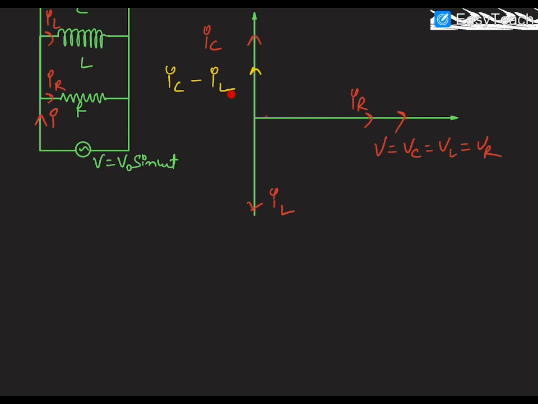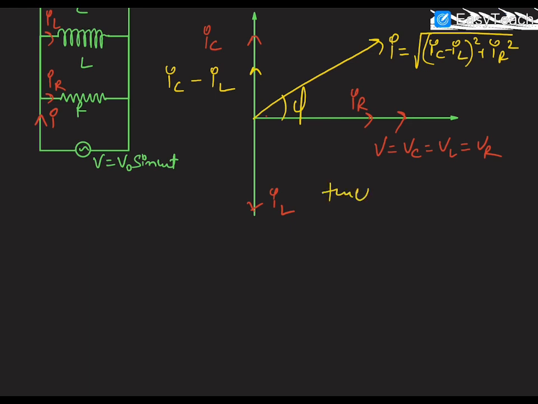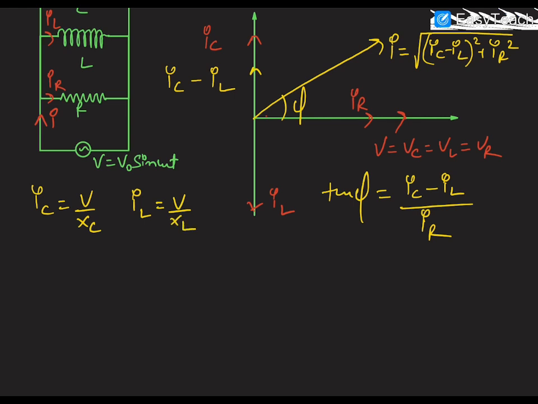And the resultant of these three, IC, IL, and IR, will be on this axis like this, I, and I will be equal to the square root of (IC minus IL) whole squared plus IR squared. This angle is phi. So tan phi is equal to (IC minus IL) upon IR. And we can also say that IC is equal to V by XC, IL is equal to V by XL, and IR is equal to V by R.